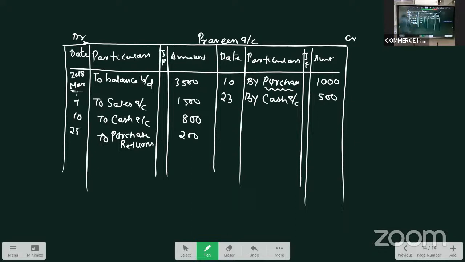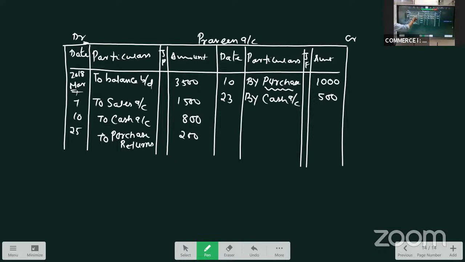Posting is done. Now we have to do balancing. We have to settle the account. As I said, whenever we settle, the account gets closed. There will not be any balance. To balance brought down, by balance brought down, nothing will be there. Account gets closed. How would we do balancing? We see which side is heavy. Tell me which side is heavy?